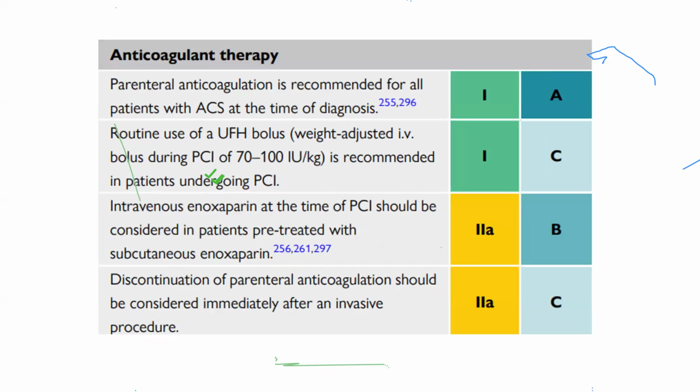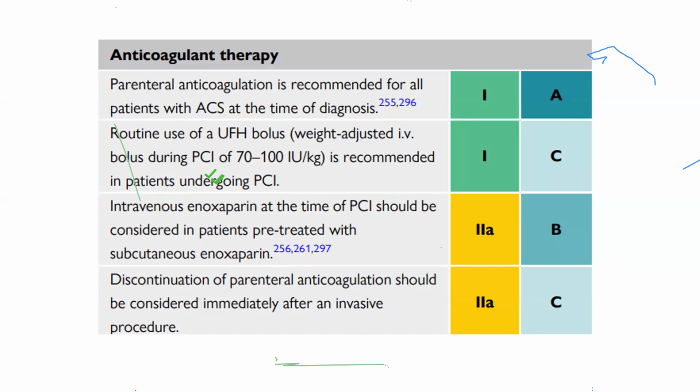Then anticoagulant therapy. Parenteral anticoagulation is recommended for all patients with ACS at the time of diagnosis. Class 1: routine use of unfractionated heparin, which is the weight-adjusted IV bolus during PCI, 70 to 100 units per kilo, is recommended in patients undergoing PCI. Intravenous enoxaparin at the time of PCI should be considered in patients pre-treated with subcutaneous enoxaparin. I think this is from the ATOLL study, which compared enoxaparin with unfractionated heparin for PCI.